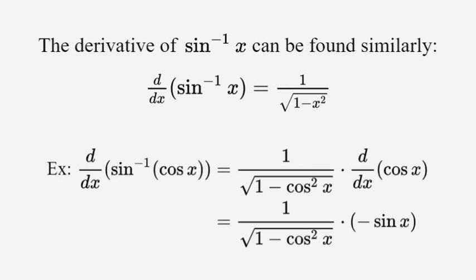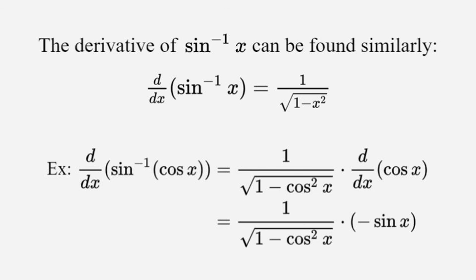And once again, this is a chain rule problem with my outer function being sine inverse and my inner function being cosine of x. And the derivative of that outer function, sine inverse, is 1 over the square root of 1 minus not x squared, but cosine squared, because that's the inner function. The inner function is cosine, and so we need to plug that in for where we would normally put x.